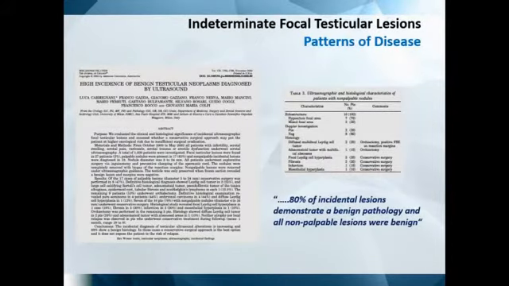Now, just to bring to your attention this paper, which was published some years ago, looking at patients with infertility and finding incidental lesions in the testes. We have been taught that most lesions in the testes are malignant, but in this paper, 80% of incidental lesions on ultrasound are benign. So this shows you just how important it is to get it right.